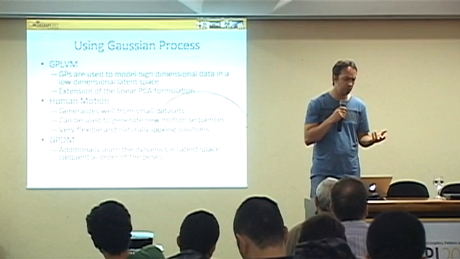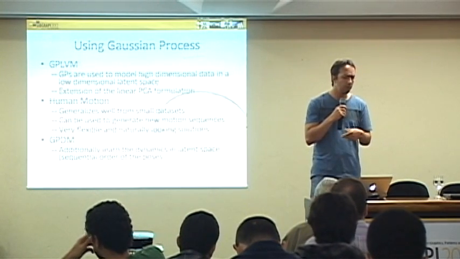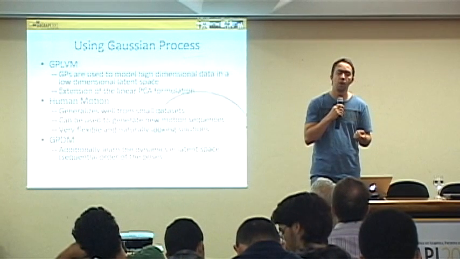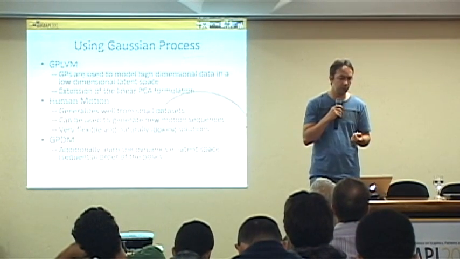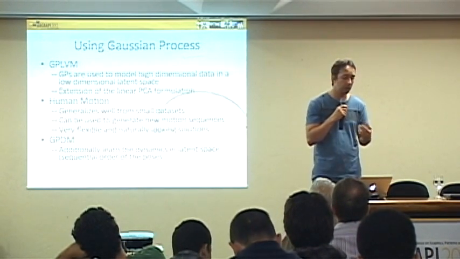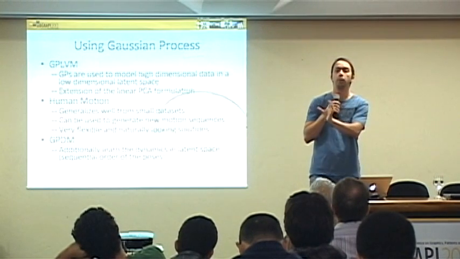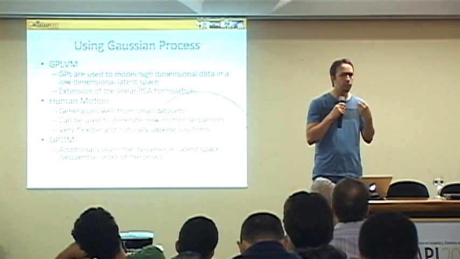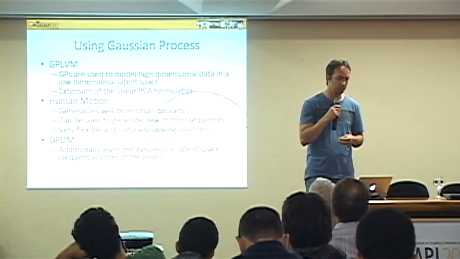Again, it has been used for human motion before because it generalizes well from small data sets. It can be used to generate new motion sequences, which is also nice. So it's able to extrapolate a little bit from the data as well. It's very flexible, and it creates natural looking solutions.